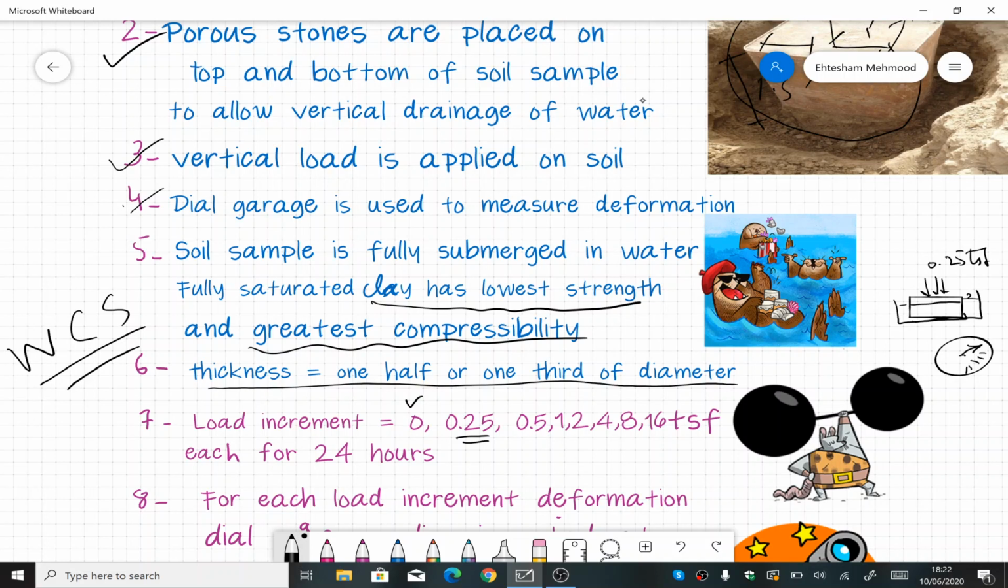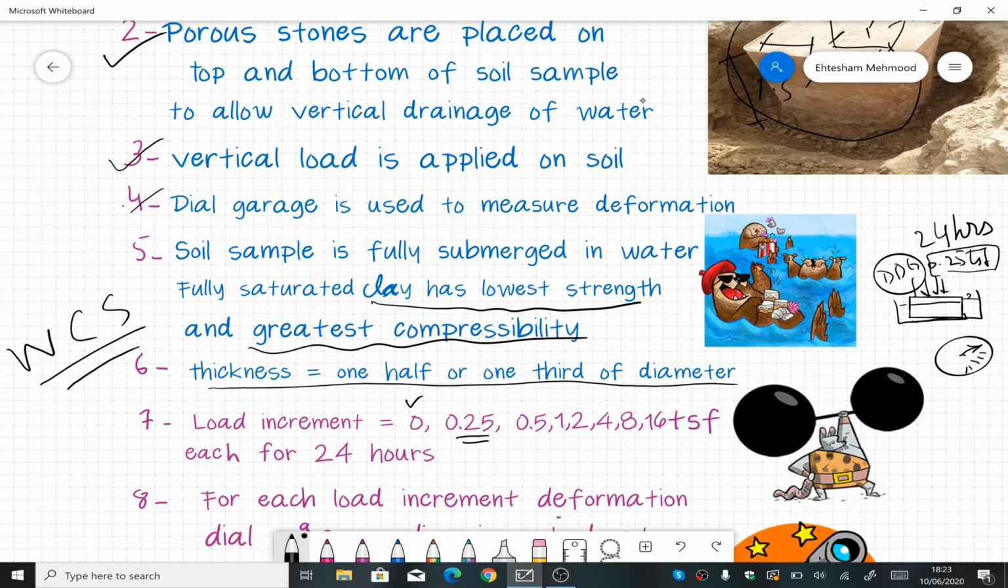All right. So what readings am I going to take? This 0.25 TSF is going to stay on the sample for 24 hours. As soon as you place the load on the specimen, you turn on the stopwatch and you start to note the deformation dial gauge reading. So two readings basically you will be taking at different times. First thing is apply a particular load, then turn on the stopwatch, and note the deformation dial gauge reading. So what are the times?